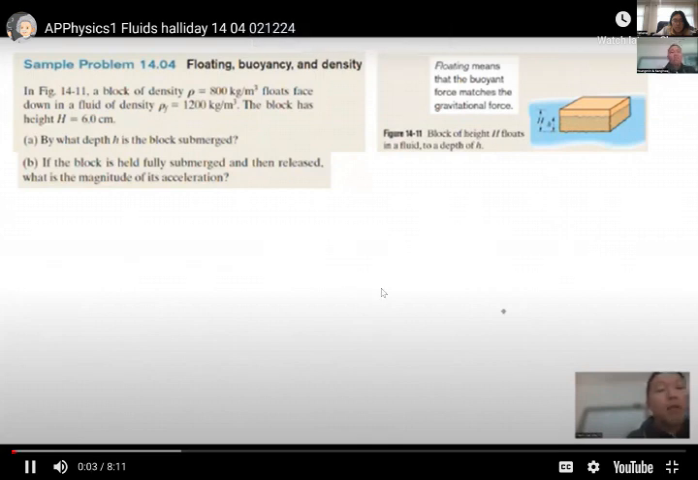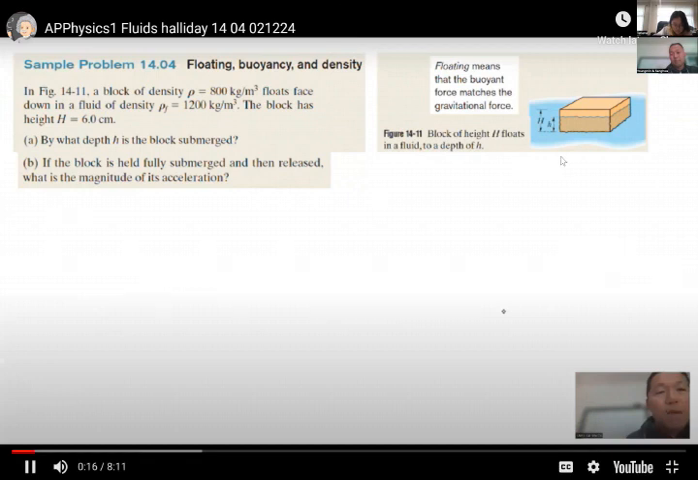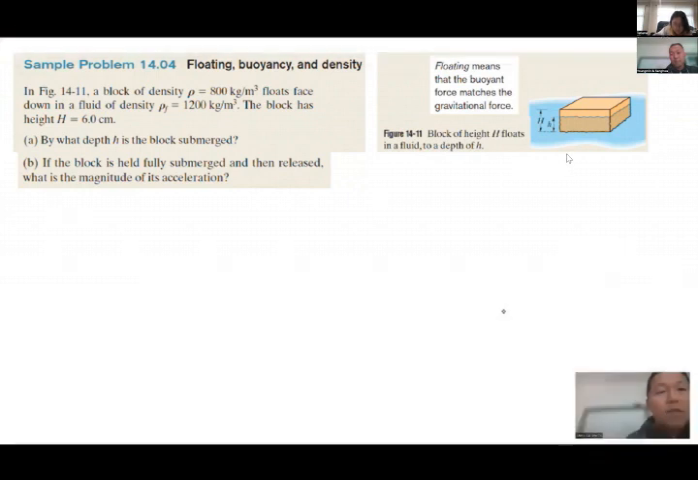Sample problems 14.04. Floating, buoyancy, and density. In figure 14-11, a block of density rho 800 kilograms per cubic meter floats face down in a fluid of density rho_f 1200 kilograms per cubic meter. The block has height H equals 6 centimeters. First question, by what depth h is the block submerged? Part B, if the block is held fully submerged and then released, what is the magnitude of its acceleration?